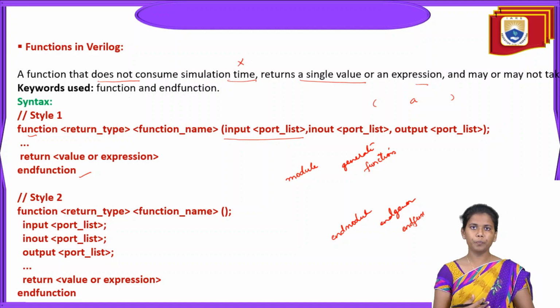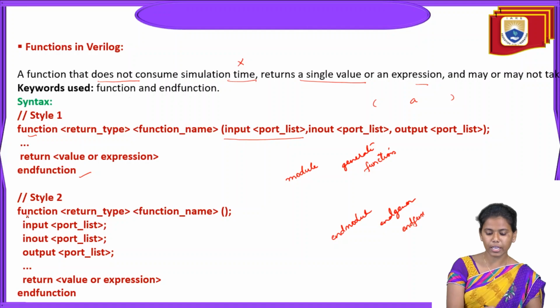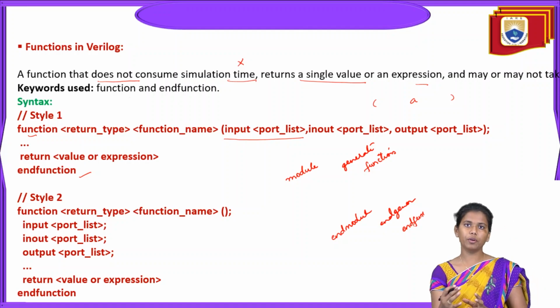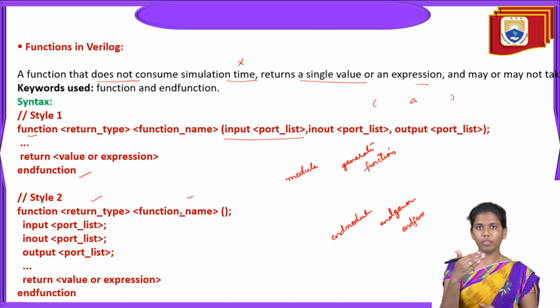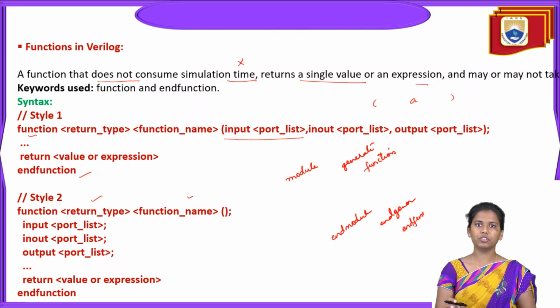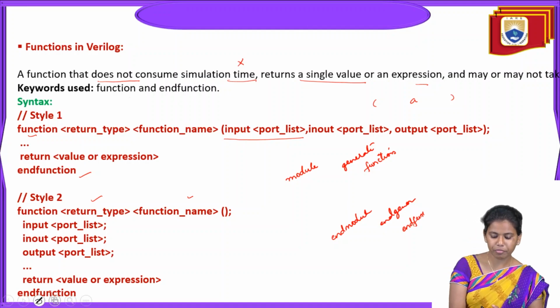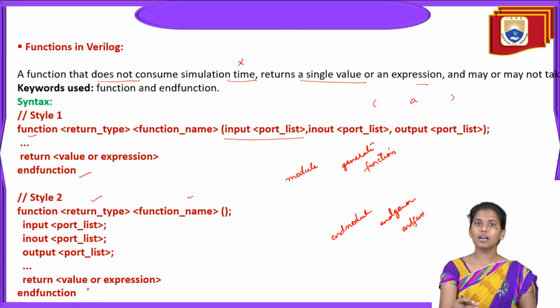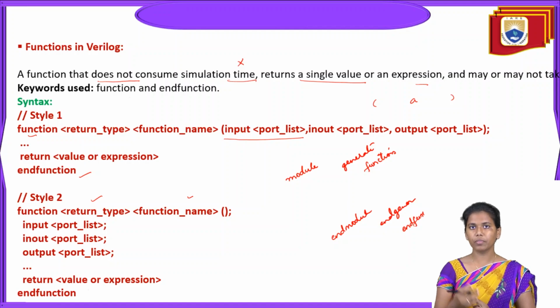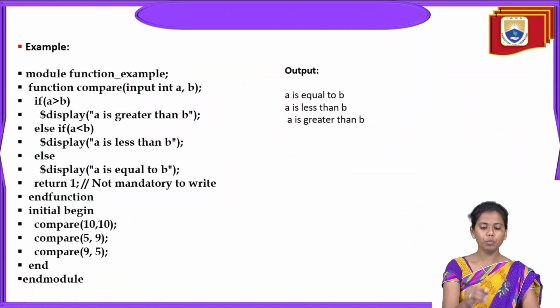Then coming to style 2. In style 2, the function keyword is mentioned. Along with the function keyword, we mention the return type and the name of the function. Then come the inputs and outputs. Input port list, output port list, and in-out port list are declared separately. And then finally, the return value or expression, and then end function. So these are the two styles of writing the syntax of functions in Verilog. Now we will see the example.